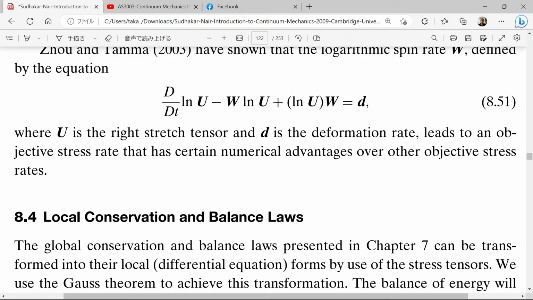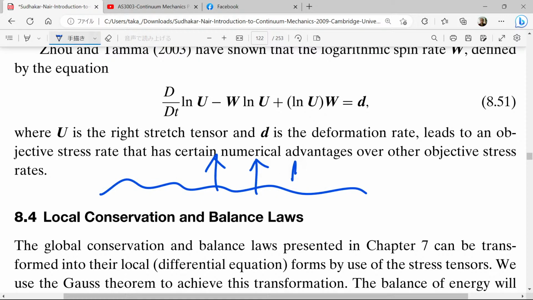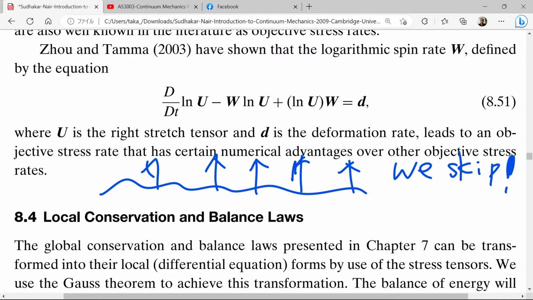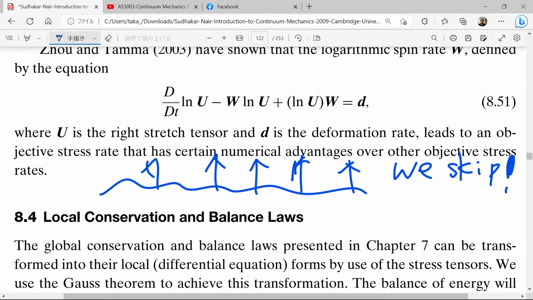I think we skip this. Above this part we skip. It's completely incomprehensible.